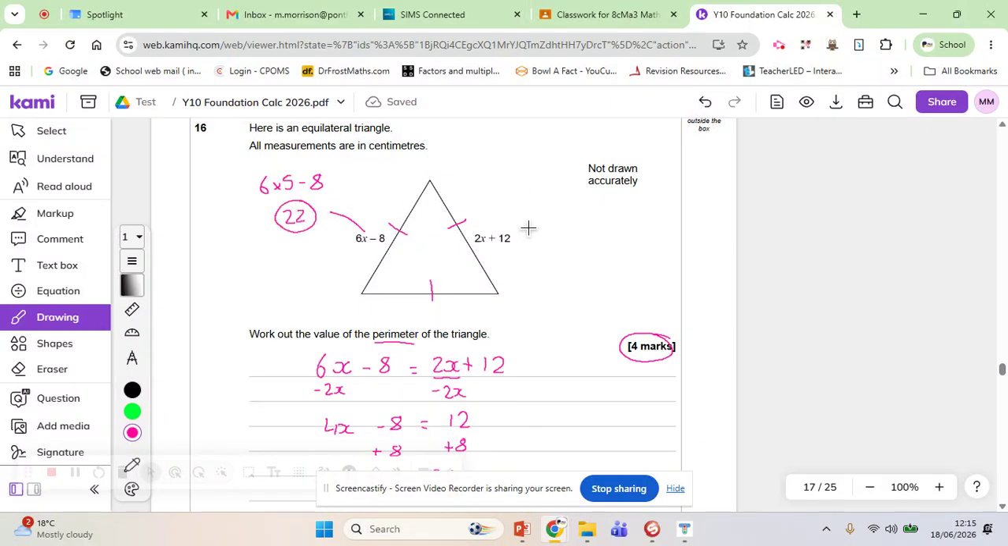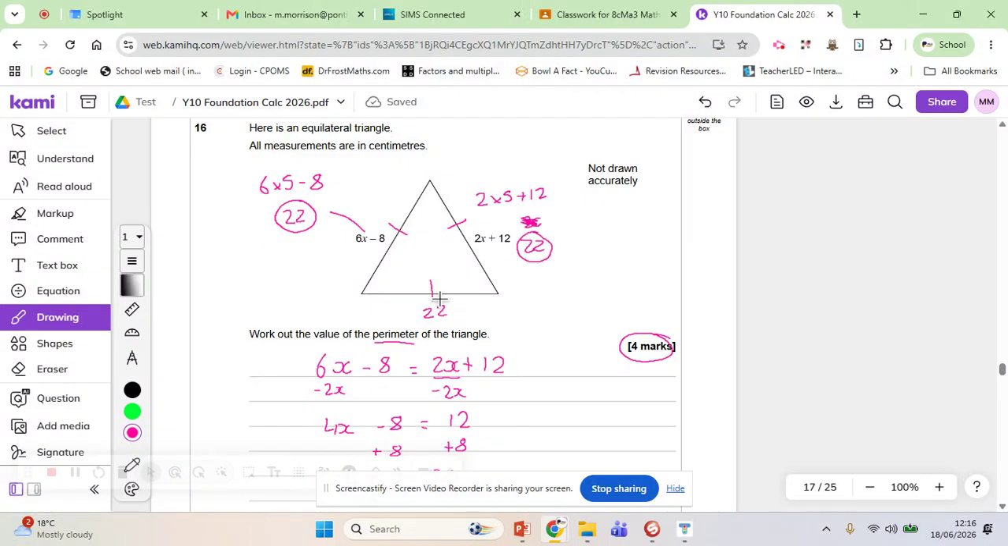Now I'm going to check, because in theory this should come out exactly the same. So I'm not going to just put down 22, I'm actually going to check it. 2 times 5 plus 12, 10 plus 12 is 22. Excellent. Now I know for certain that I've got my x value right. Again, these lines mean that they're all the same, which means that this is 22.